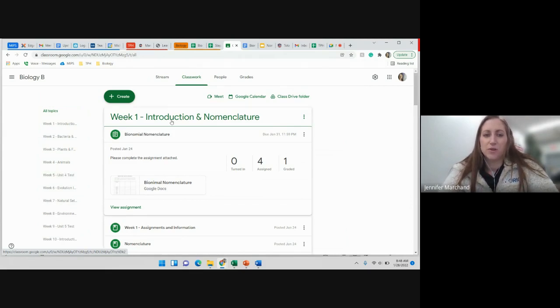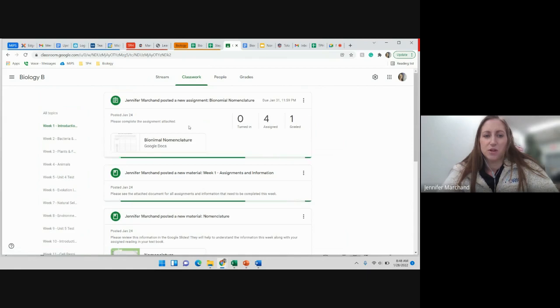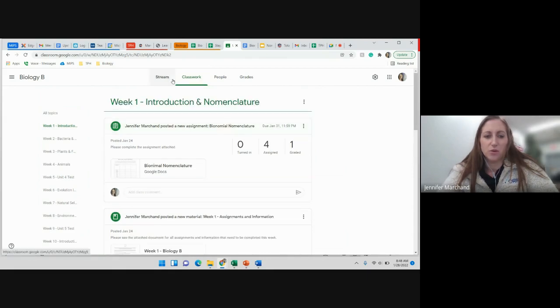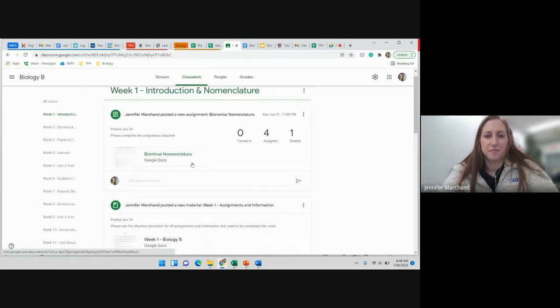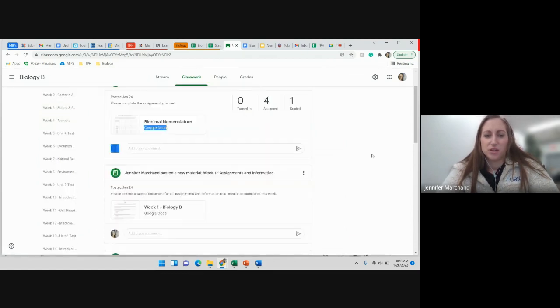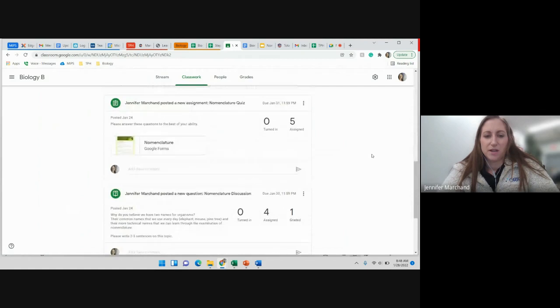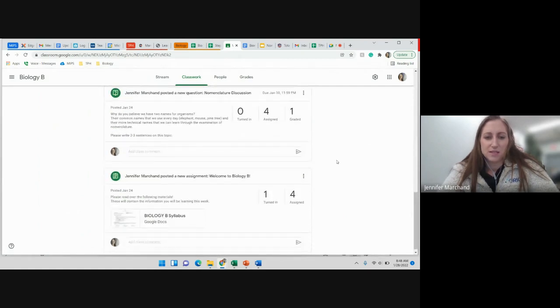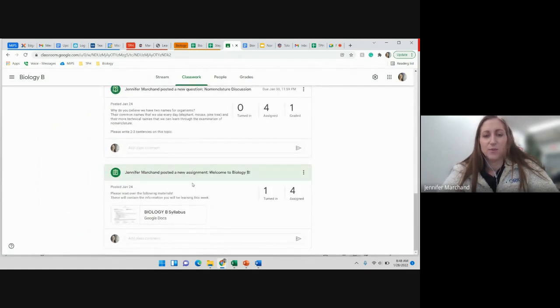So what we're going to start talking about this week is binomial nomenclature. And we'll get into that here in the PowerPoint. I just want to go through all this with you guys. So this assignment right here, we have the syllabus. It looks almost identical to the Biology A syllabus, but if you weren't here for Biology A, please take a look at that just to make sure you know.